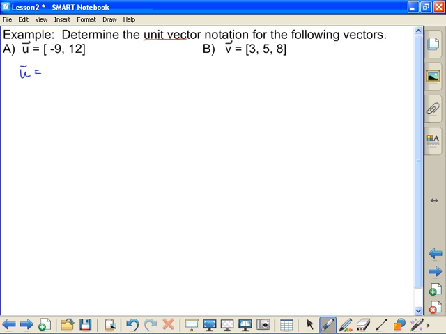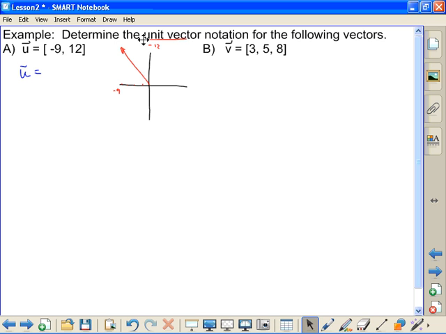All we're simply doing is converting this to the unit vector form. So for this vector, and I'll draw out the first one for you, make it very painful, this vector u is -9, and up 12, there's the 12. So this is what that vector looks like.